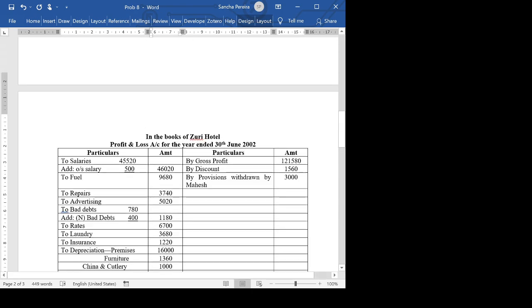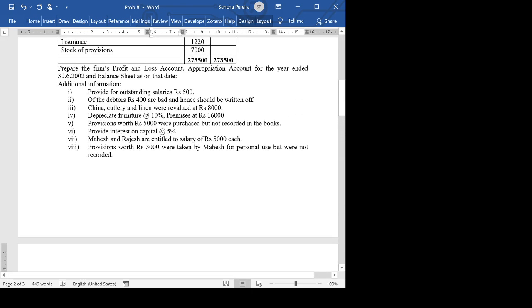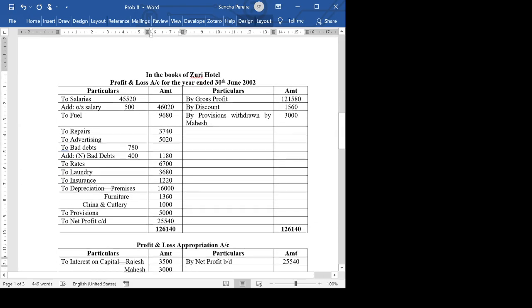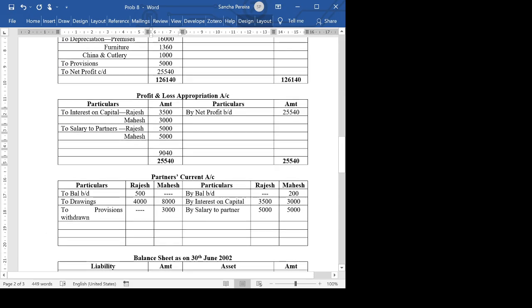Now, they have not given us any ratio. They have not told us how to share the profits between the partners. That does not mean we are not going to share. If no ratio is mentioned, it is understood that it has to be shared equally. So the net profits have to be shared equally, even if nothing is mentioned.